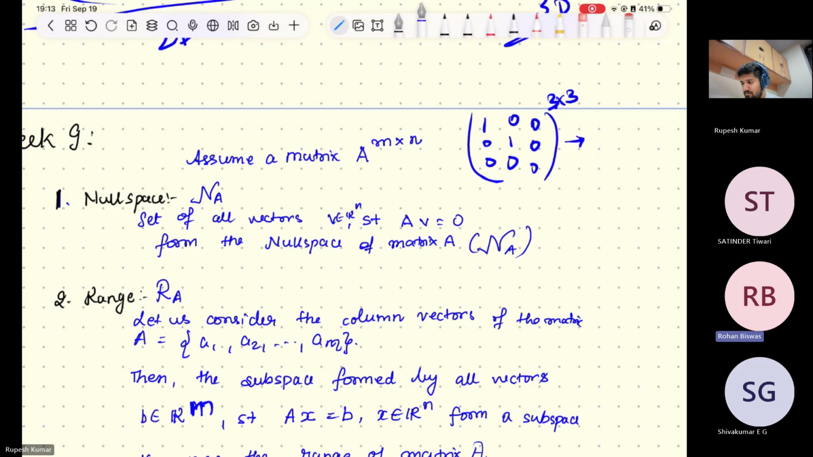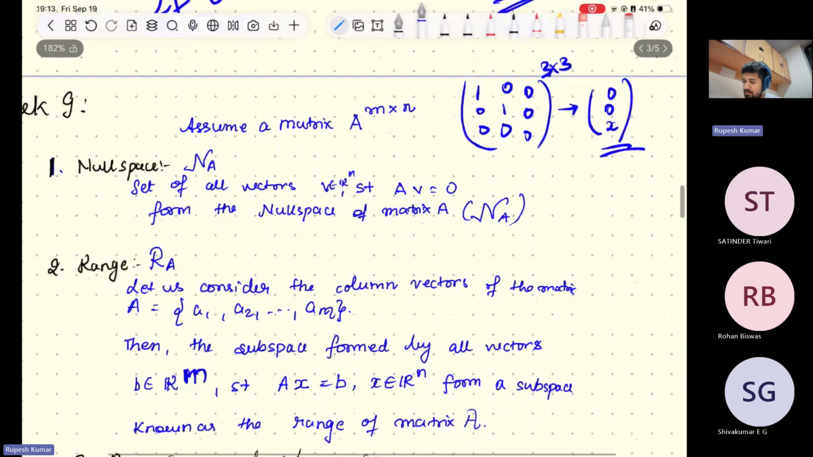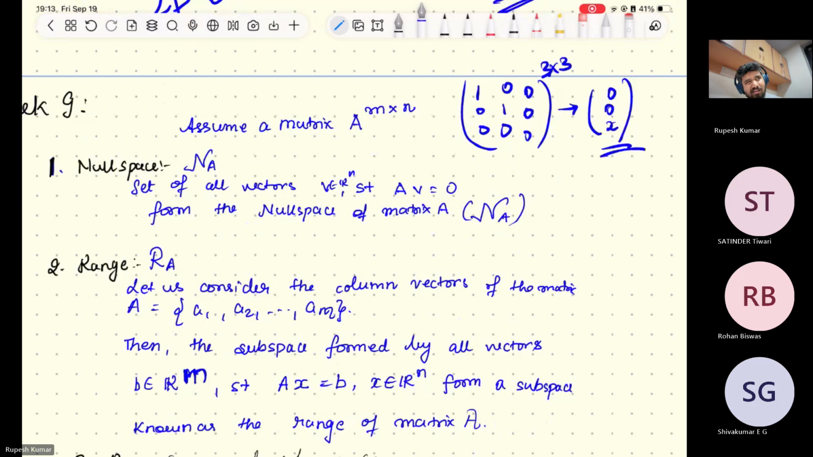0, 0, x, where x can be any real number. So anything in that direction belongs to the null space of this matrix, right? The definition of a null space of a matrix is the set of all non-zero vectors, basically, such that AV equals 0. Sorry, all vectors, not non-zero.